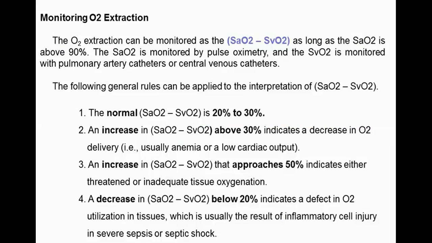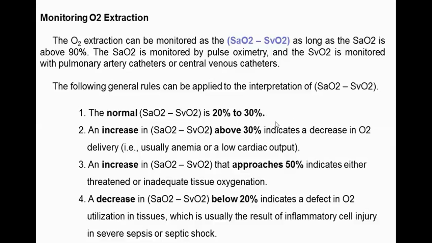Monitoring the oxygen extraction, as we said, the normal is 20 to 30. Above 30, there is a decrease in oxygen delivery, so the extraction increases while the uptake is normal. It's not that the uptake increased, the uptake will be constant. The video and the presentation you can get, so don't write anything.